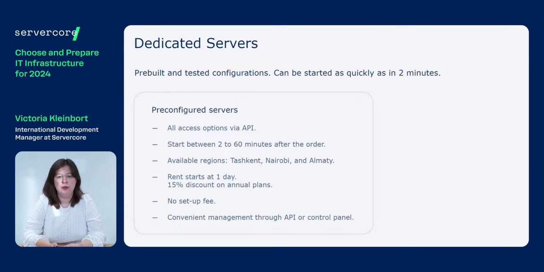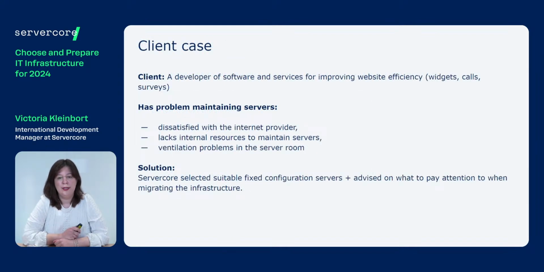Also, as I said, you can access via API and via the panel. They are easy to start, within 2 to 60 minutes after the order. We have these dedicated servers in all regions where we work. Rent starts at 1 day, so you can order a dedicated server for 1 day, for 1 month, for 12 months. You don't need to pay any setup fee. So it's convenient. This is also an important thing, and it's convenient to use them via the control panel with all your other projects. If you want to have a hybrid infrastructure, for example, it's also something that might be interesting for you. Also, I want to share a client case here.